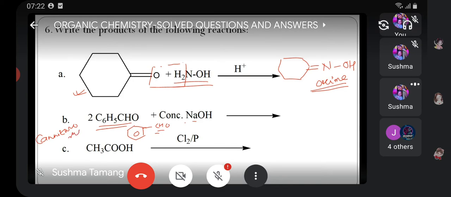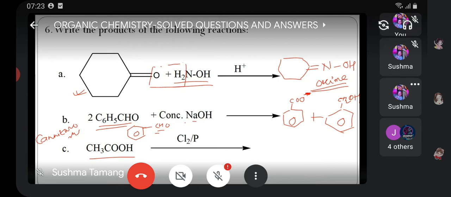Cannizzaro reaction हो यो. So what you are going to get भन्दाखेरि same aldehyde will get oxidized to salt of carboxylic acid and you are reduced to alcohol. So you will get two products. So एउटामा oxidation हुन्छ, oxidation हुँदाखेरि you will get salt of carboxylic acid minus हो यो, okay, and reduce हुँदा you will get alcohol. So CH2OH. So यो पनि गरिसकेको छ.